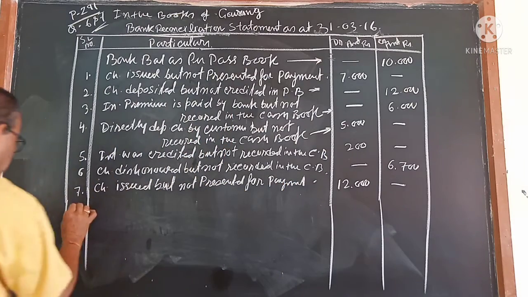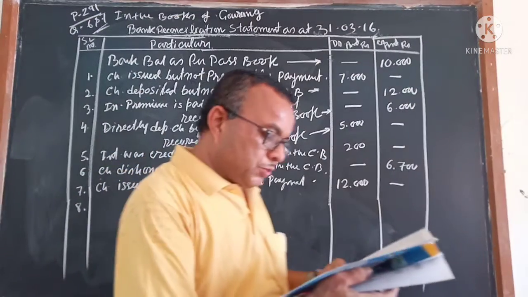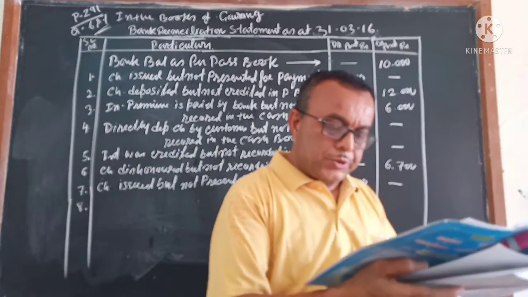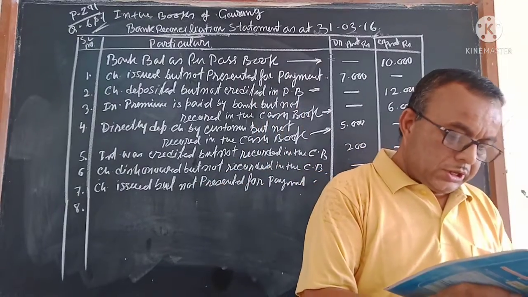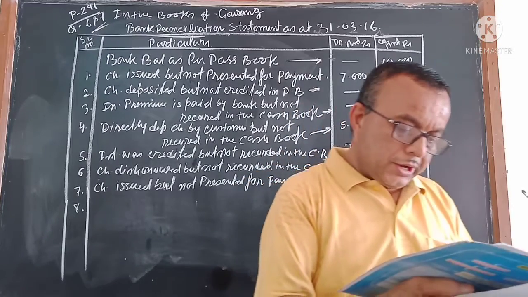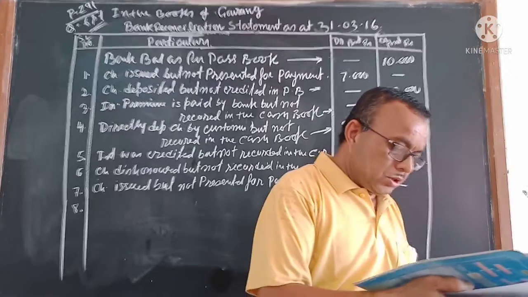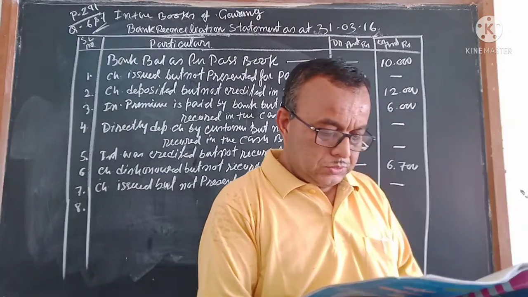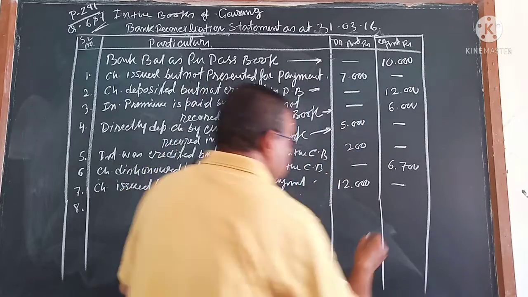Payment. Number 8. Check of rupees 32,000 was deposited in the bank. Out of this check, rupees 7,000 are credited in the passbook. Same case. Deposited here, but only 7,000 of the check is credited in the passbook, so 32 minus 7 equals 25. 25,000 check was debited, not credited.